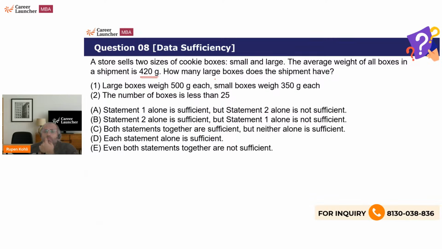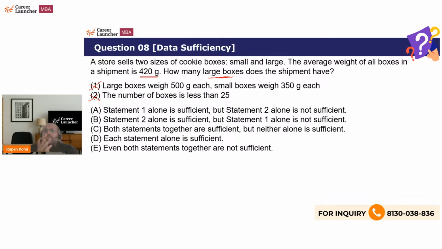Hmm. Okay. Statement one is saying large boxes weigh 500 grams each, small boxes weigh 350 grams each. Obviously, I cannot conclude anything about the number of boxes. How many large boxes? Nothing is given about the number of boxes. Statement 2 is saying the number of boxes is less than 25. So what do I know about the exact value? It's just giving an upper boundary. It cannot exceed 25. So very quickly we can reject statement 2, because clearly it is not sufficient information to work with and find the number of large boxes.